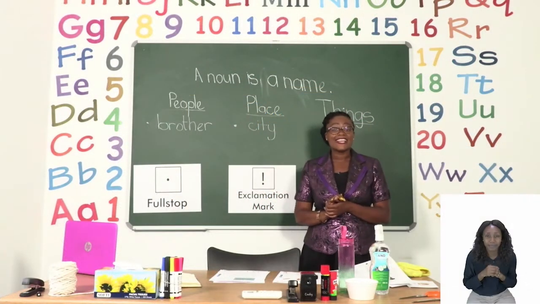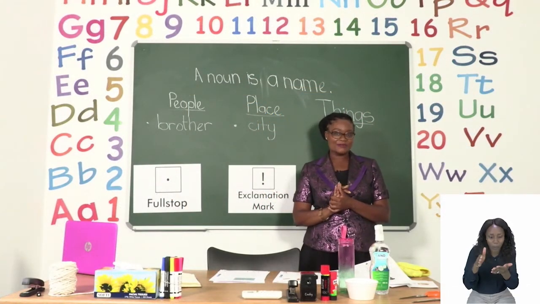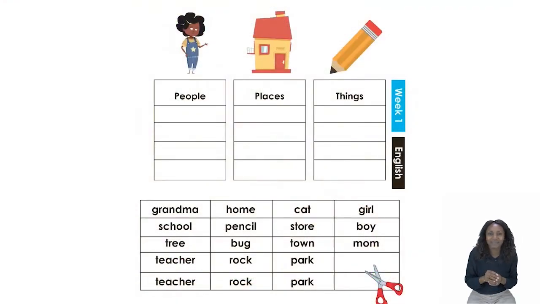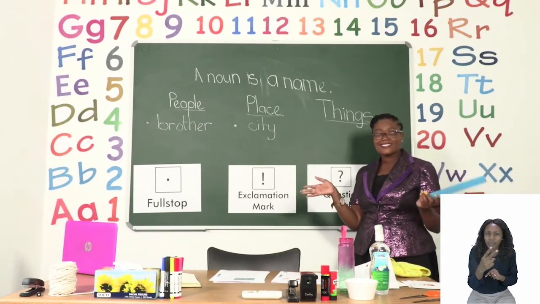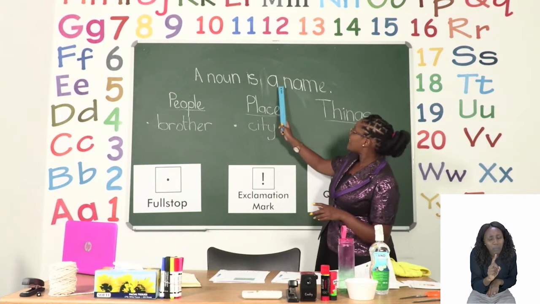Now let us move on to our next exercise on page 7. Page 7, we are talking about nouns, but not just any nouns, we are talking about common nouns. And it will be your job to cut and paste names of the correct type of noun, and you will paste them on the spaces provided. But before you do that, let's take a look at the board for a little while. I want us to first know what a noun is. And a noun is a name.